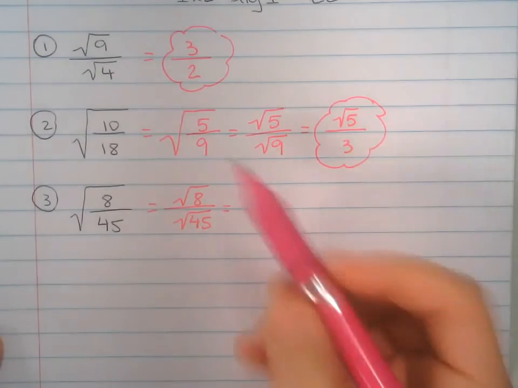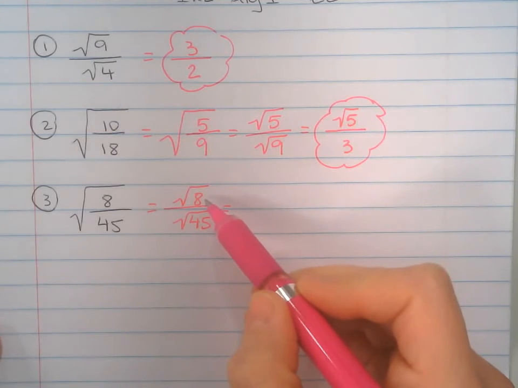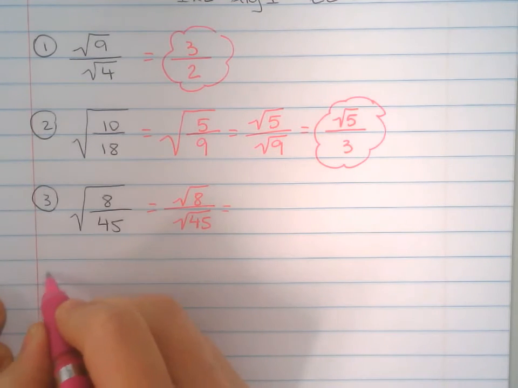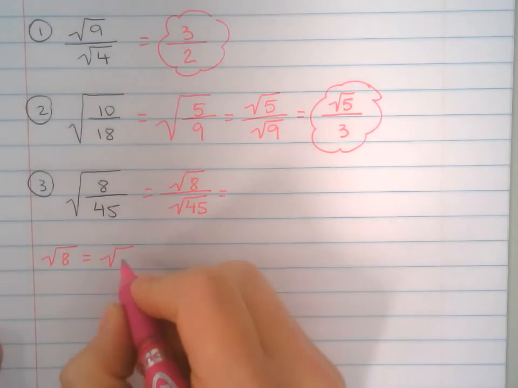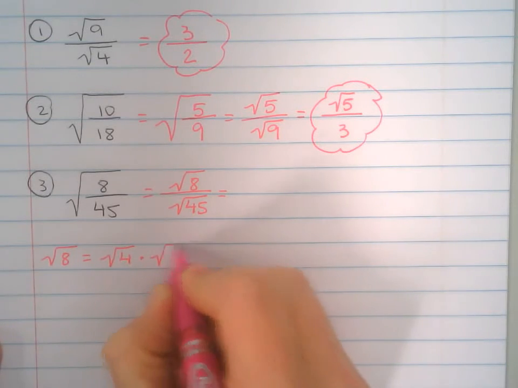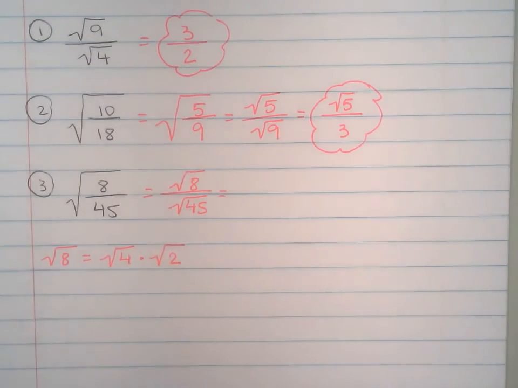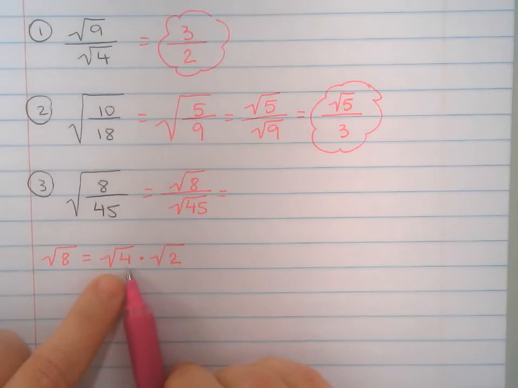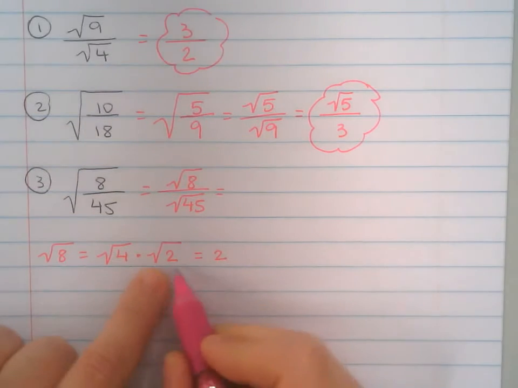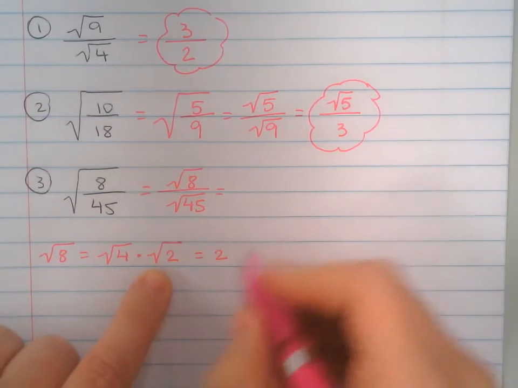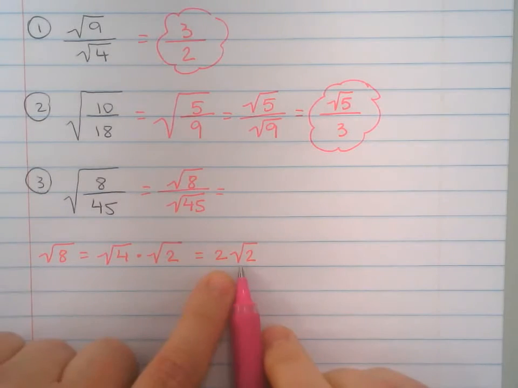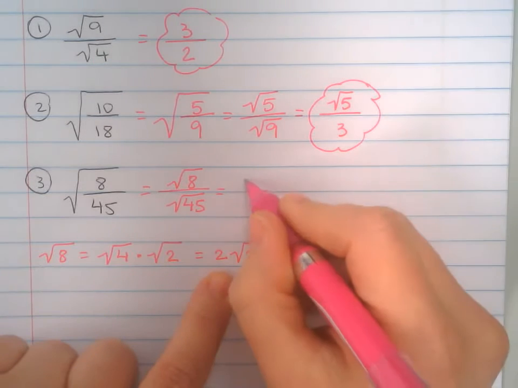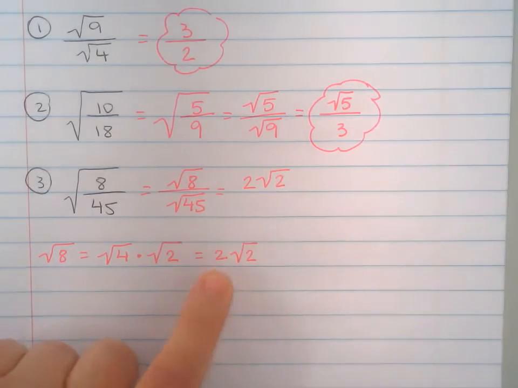Alright, so now I will have to simplify the square root of 8. So I'm going to do it right here off to the side. Square root of 8, I can rewrite as a product, square root of 4 times square root of 2. The reason why I did that, square root of 4 is a perfect square. I can take the square root of 4 and get 2. Square root of 2, I can't simplify any further, so you leave that alone. So at this point, we have square root of 8 is the same thing as 2 square root of 2.